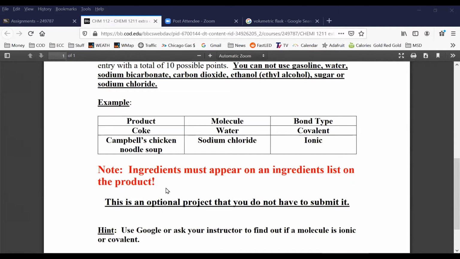Now, this is an optional project. You don't have to submit it. But if you do and get it right, you can get up to 10 points. Now, a couple of hints. One, you can use Google to look at the structure, or before it's due, email me your list and I'll tell you what's right or wrong and give you time to change it. That way, when you upload it to the assignment area, you'll get your 10 points.